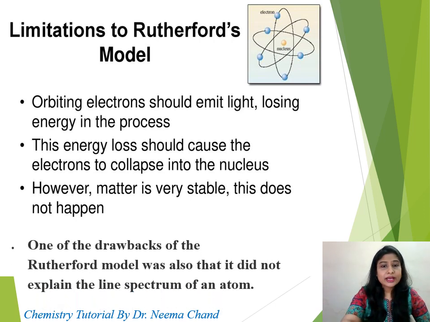The second drawback of Rutherford's model was that it failed to explain the line spectrum that was observed when the atom was experimented upon. So it is these two drawbacks, or limitations, that made other scientists reserve their comment on accepting Rutherford's model of the atom completely.